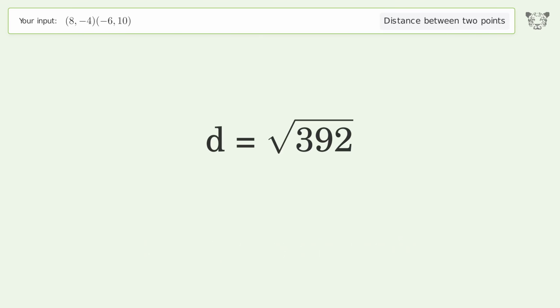And so the distance between the 2 points is the square root of 392, or 19.799.